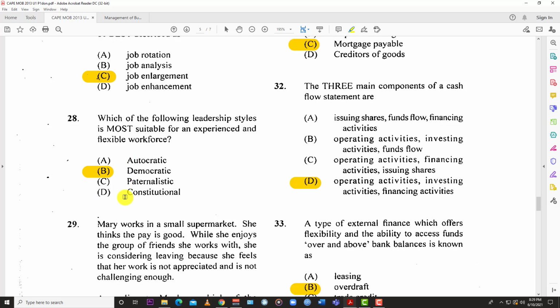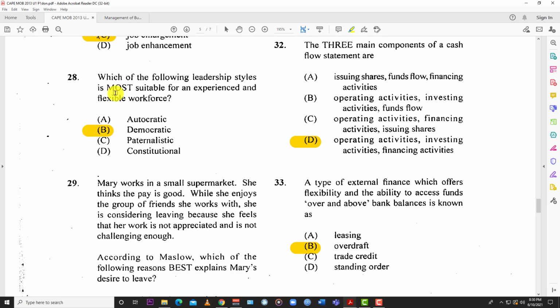Next one, 28. Which of the following leadership styles is most suitable for an experienced and flexible workforce? And for me, I would say democratic. I would say democratic for the simple fact that democratic leadership includes the subordinates, includes the followers to be a part of discussions, decision making, and things like that. And you only hold value in things that the workers say if you have them to be experienced. If they're experienced, then you know that they know what they are talking about. And so the only way they're able to show their level of experience and be a part of anything is in democratic.